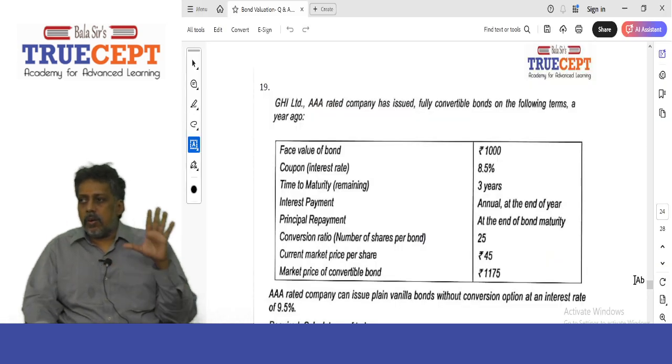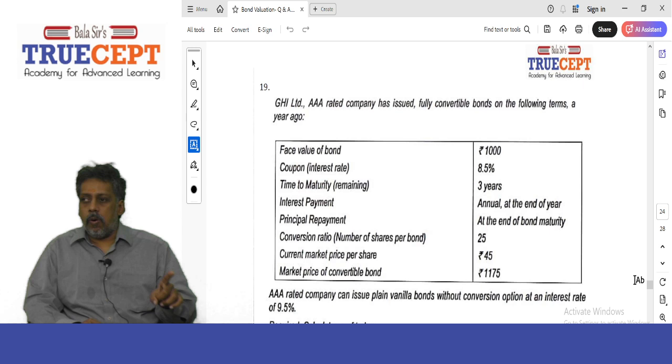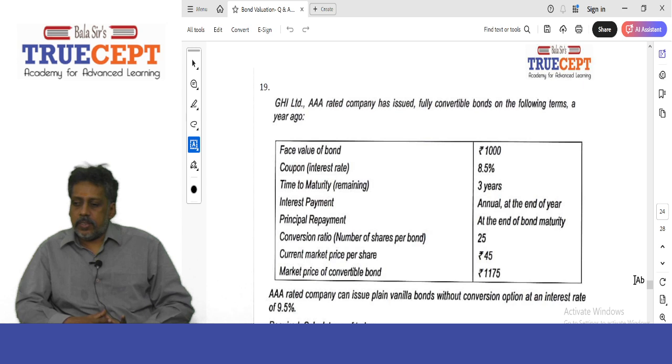Now let us go ahead and take on the 19th question from the handout. In this example, you are supposed to find the straight value of the bond, which I said in the earlier example as well. It is the present value of all the bond cash flows on the assumption that the bond is a non-convertible bond, right? Yes, sir. Now let's go ahead and take on this question.